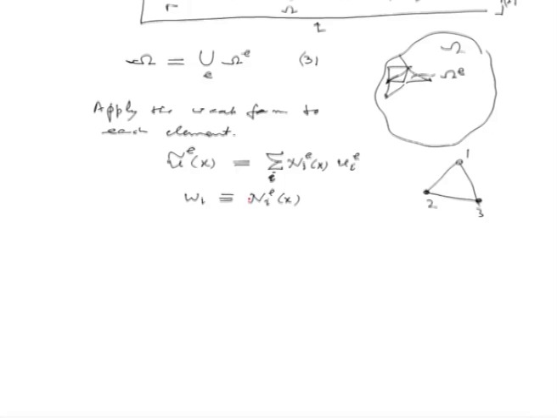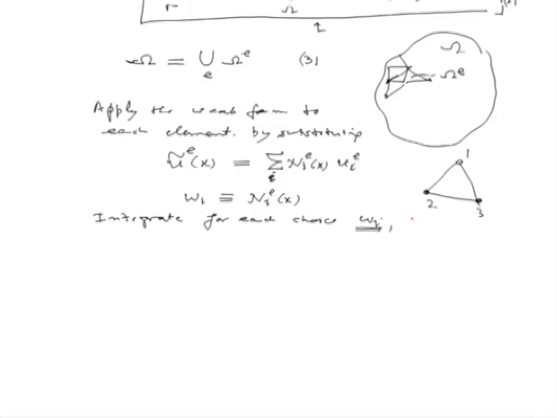With this choice, we substitute it in our global weak form and, after integration, apply the weak form for each element. For each choice of wi, we have to choose as many wi's as there are nodes in the element. So if we have a 3 noded triangular element, we will get a set of 3 equations. Let us collect those 3 equations, integrating for each choice of wi to get what we call the elemental equation, which we can write in matrix form as KE UE is equal to FE.